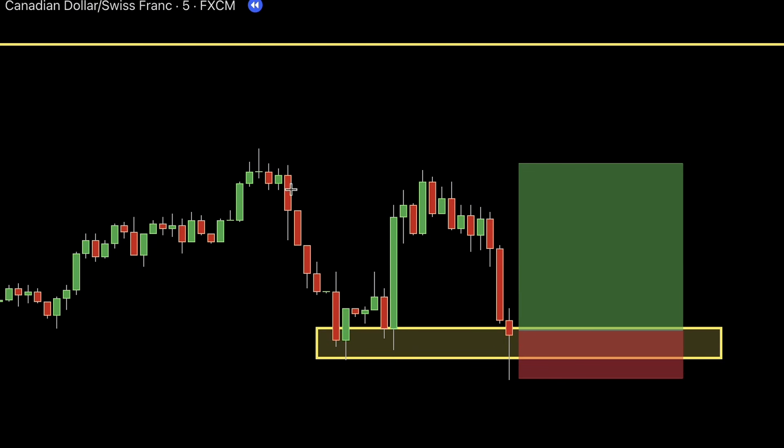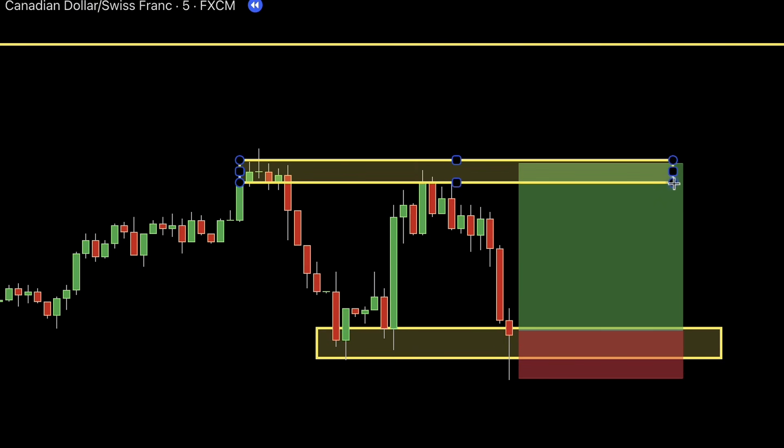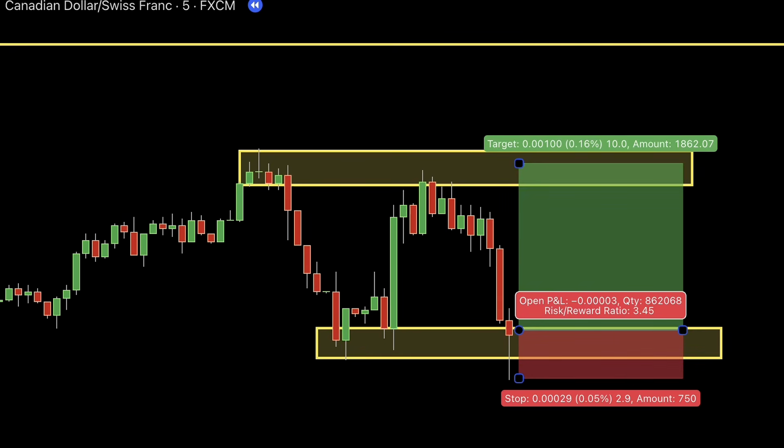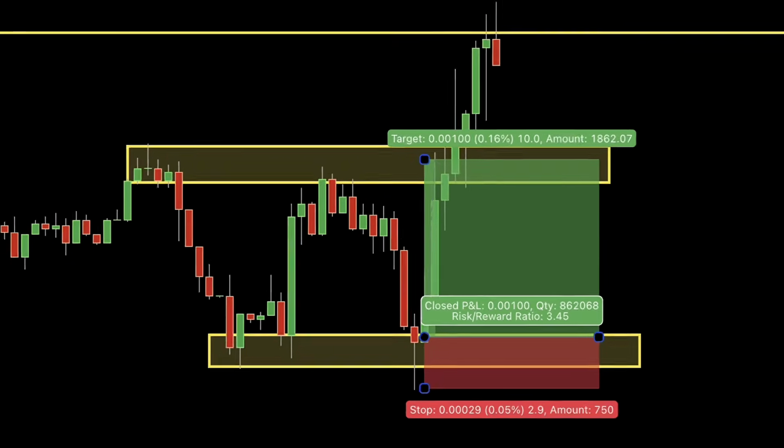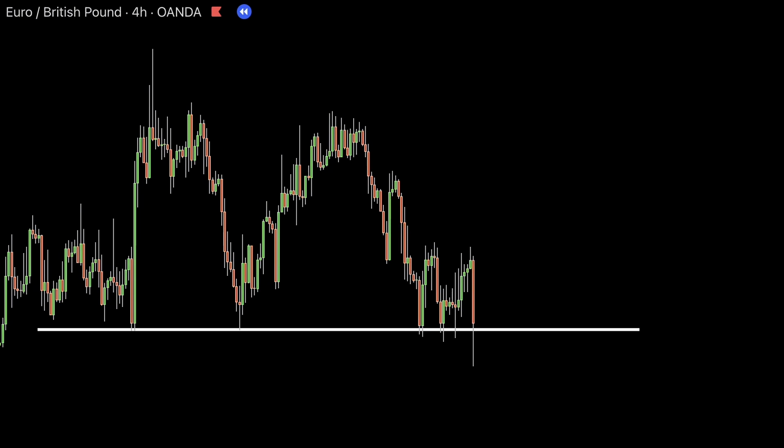So we place our entry at the close of the pin bar that triggered the liquidity sweep, with a stop loss below the demand zone and a target at the next resistance level. Look at what happened. Just as anticipated, the market moved in our favor and hit our target. Now let's look at another example.